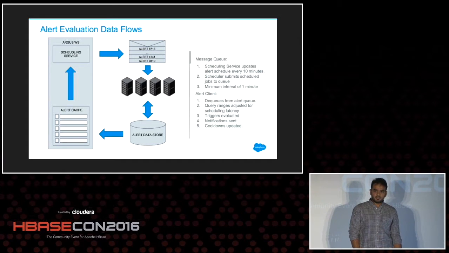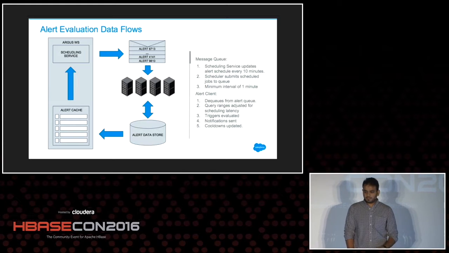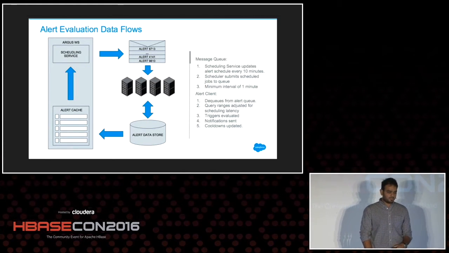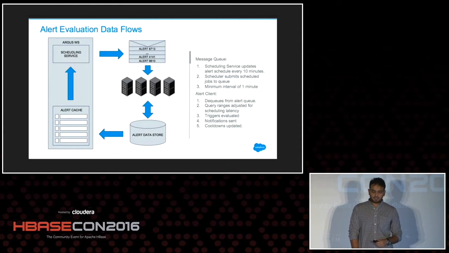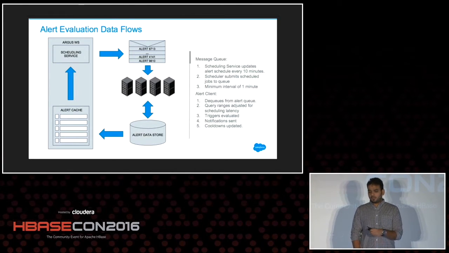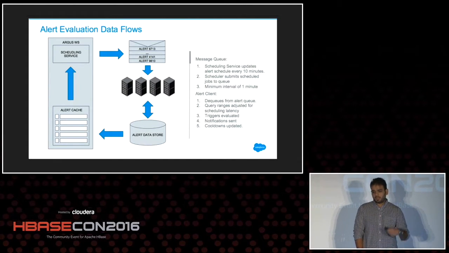As Tom had mentioned, alerts are evaluated based on the cron expression that you give them. So if the cron expression has been satisfied for a particular alert, the scheduler will schedule it onto the alert queue. We use Kafka for that. And then on the other side of it, we have an army of alert clients that are just continuously polling the alert queue, waiting for the alerts that have been scheduled.